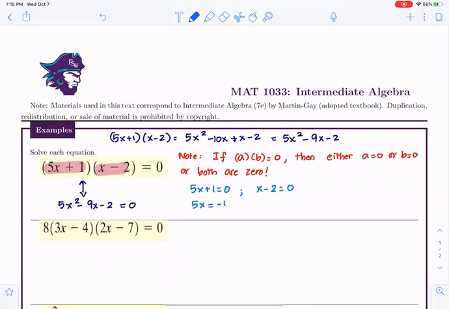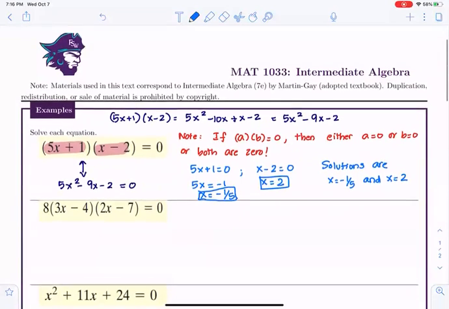5x would equal negative 1, and x would equal 2. So that is the first solution. Divide by 5 on both sides, x is equal to negative 1 over 5. So the solutions to the equation are x is equal to minus 1 over 5 and x is equal to 2. If I took those values and plugged them in the equation, I am guaranteed to get 0 as the answer.